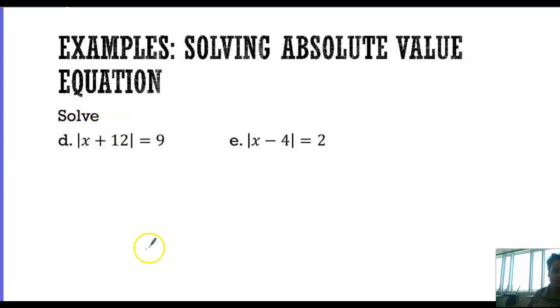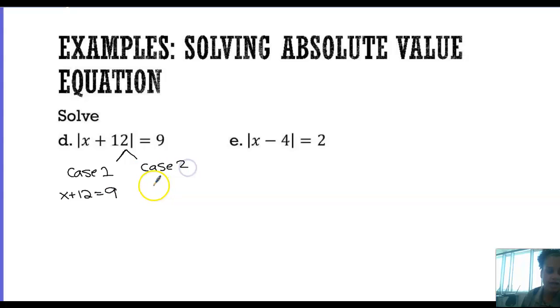Let's continue solving absolute value equations. Looking at these two, they're very similar to problem C. I noticed that my absolute values are already isolated. So that makes us good to go. We can start with our case 1 and case 2. For case 1, my positive case, I clear the brackets and I have x plus 12 equals +9. For case 2, I have x plus 12 equals -9. Notice that right-hand side becomes negative. Let's solve both cases.